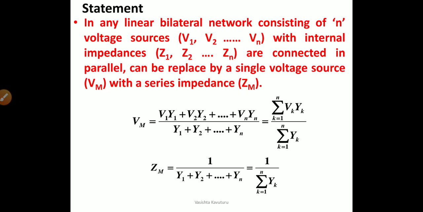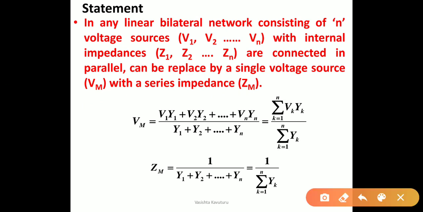So, the equivalent source Vm can be given by the formula V1 Y1 plus V2 Y2 plus and so on Vn Yn, divided by Y1 plus Y2 plus and so on Yn. This is a simple summation. And the series impedance Zm is given by 1 divided by Y1 plus Y2 plus Y3 and so on Yn. This is a summation formula.